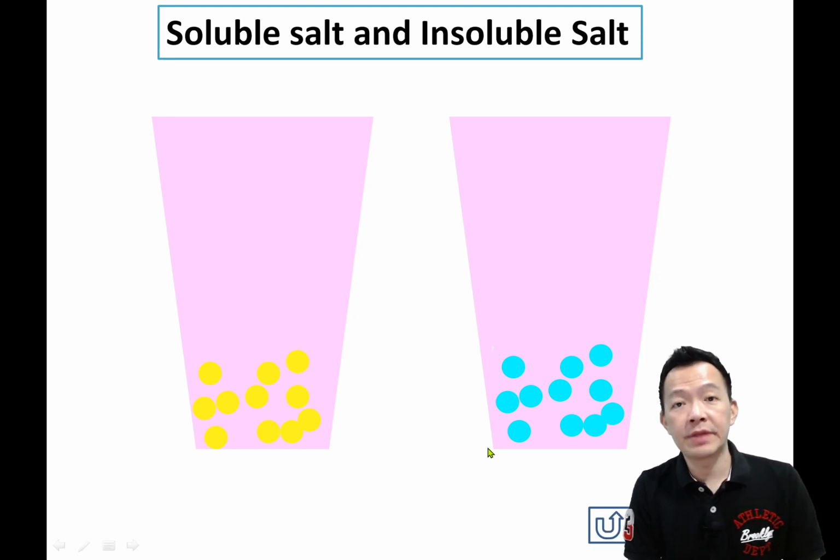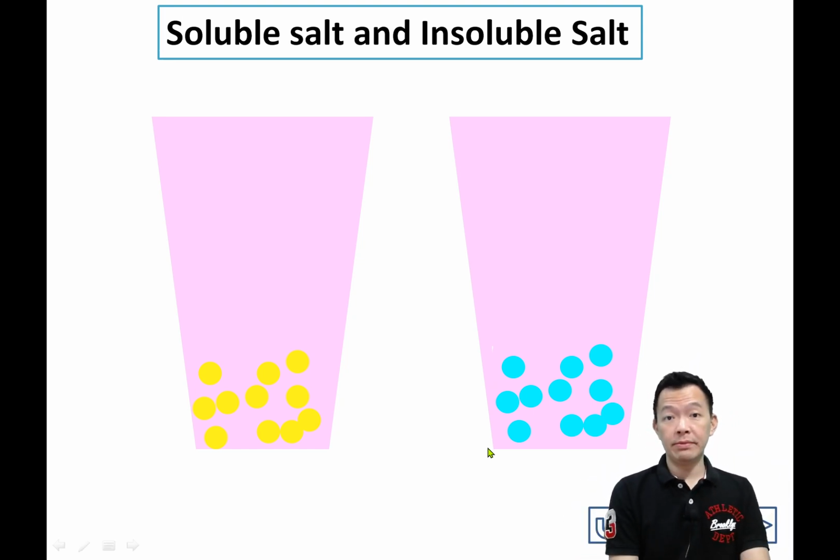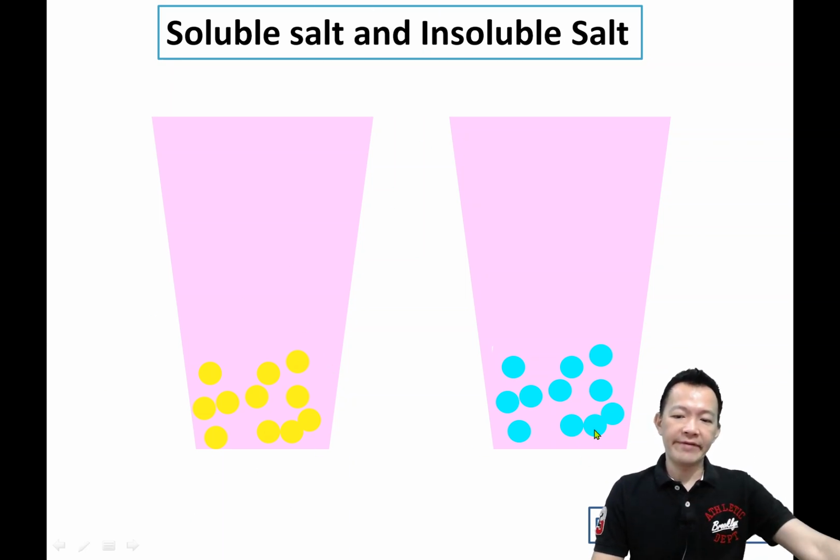Hi, Form 4, Chapter 6, Book 2, Video number 2. Our title today will be salts. Soluble and insoluble salts. 能溶跟不能溶的盐。Okay, so nowadays they are having two types of salts.